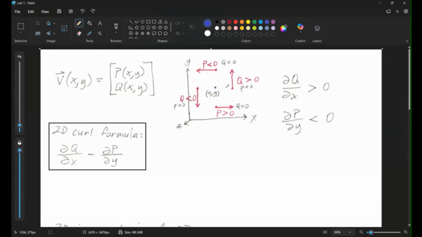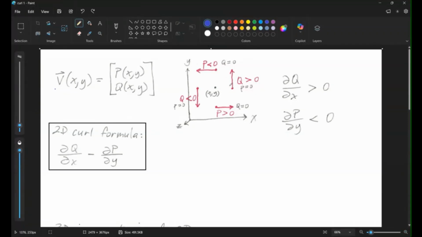I have made a perfect scenario here with a center point, and the vectors are curling counterclockwise, so a perfect curl scenario. Let's look at some characteristics. We have to remember that both P and Q are dependent on x and y. So P, the x part, is dependent on both x and y, and same with Q.